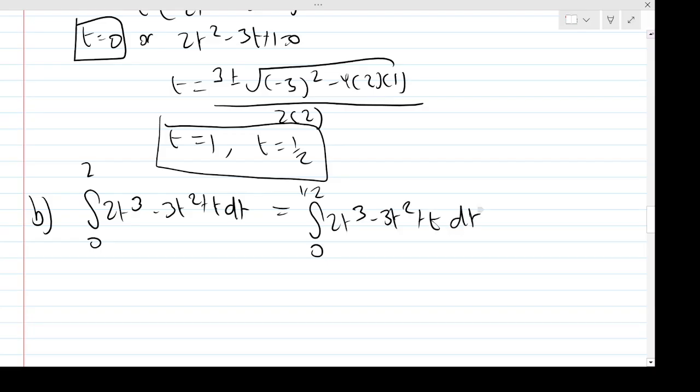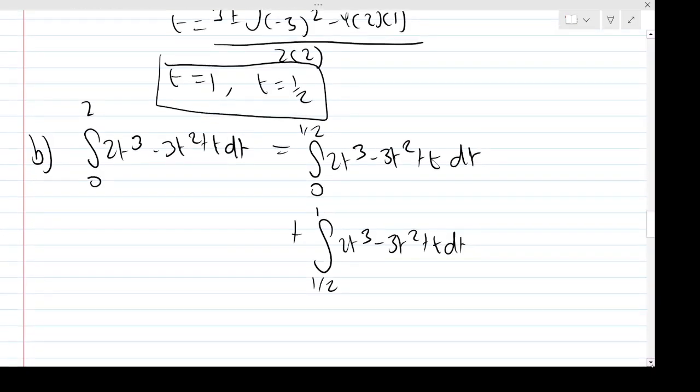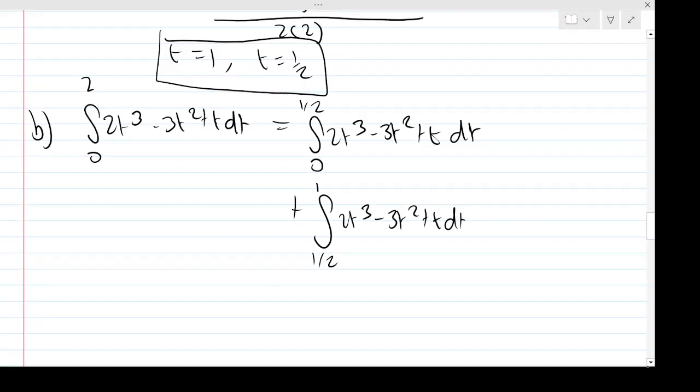And then we're going to go from a half up to 1, because that's the next time it goes to rest, or when it hits the axis on the velocity graph. So it might start to go underneath the graph and vice versa. And then we're going to go from 1 to 2.